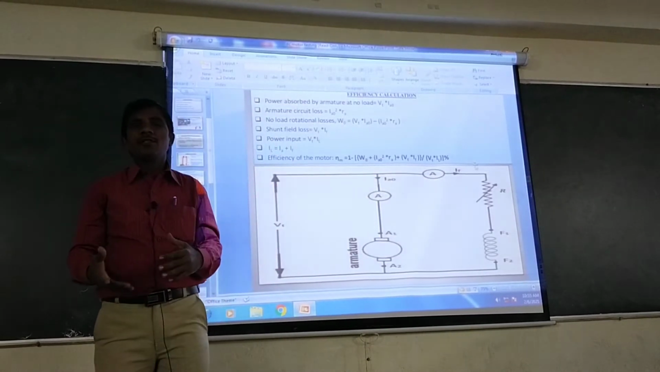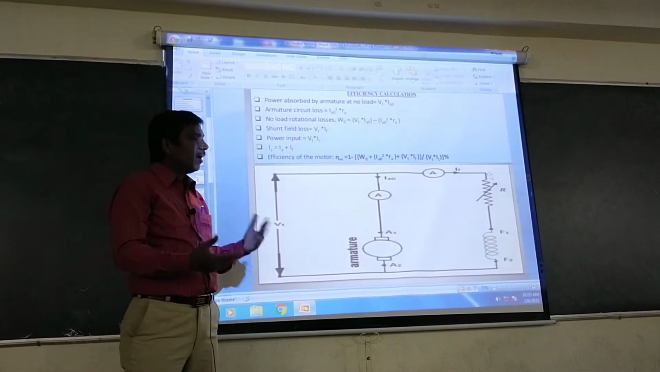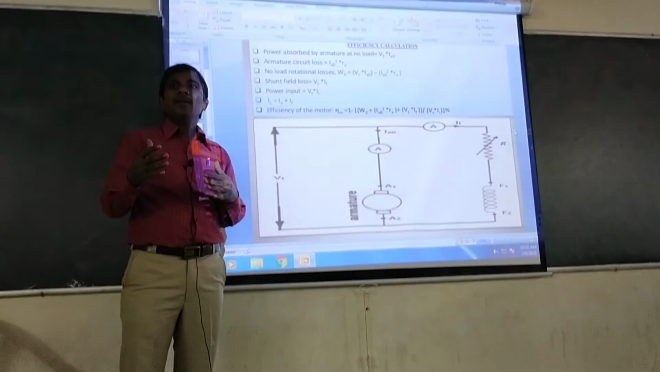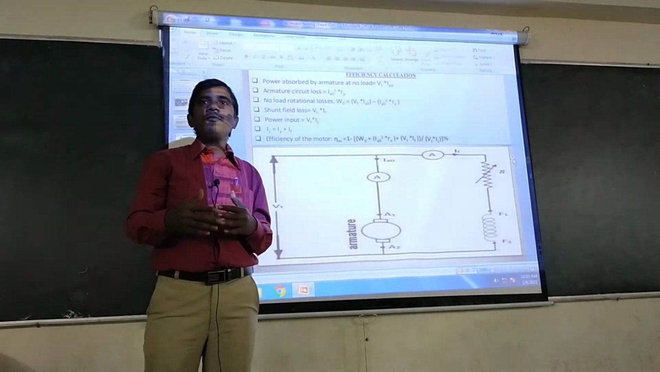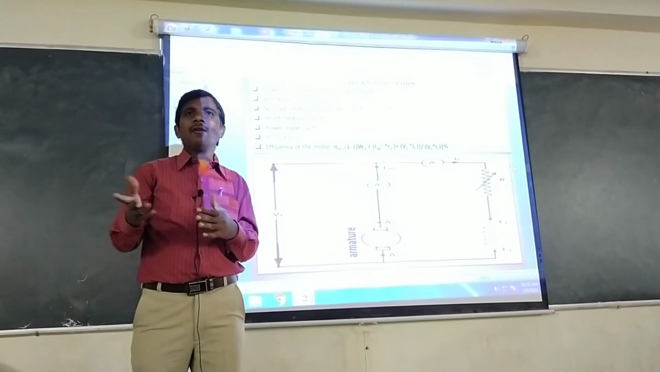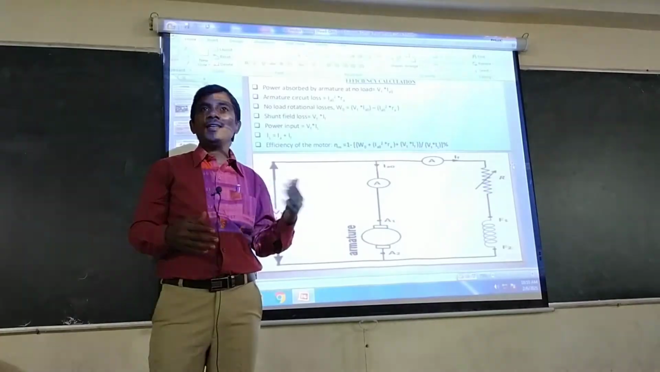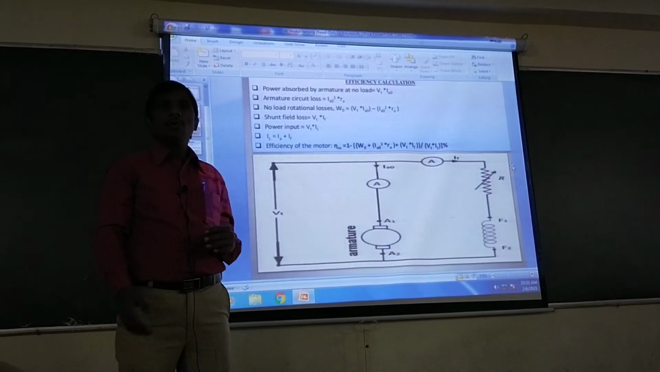That is Swinburne's test. At a different load also we can calculate. If the load current is very high, suppose the maximum current of the DC shunt motor is 10 amps, we can't apply 10 amps directly, but under no load it takes 1 or 1.5 amps, so we can easily calculate the efficiency effectively in the case of Swinburne's test, that is the no load test.